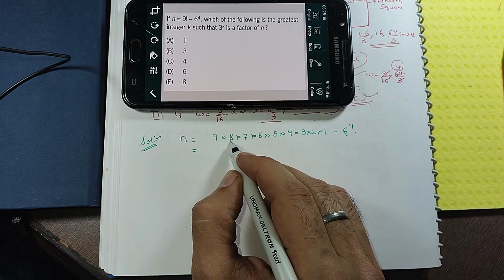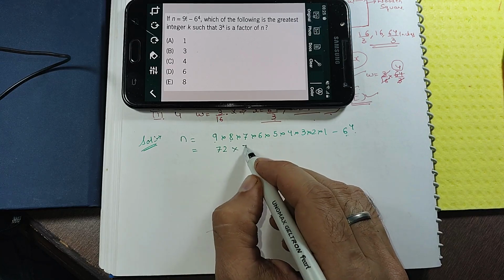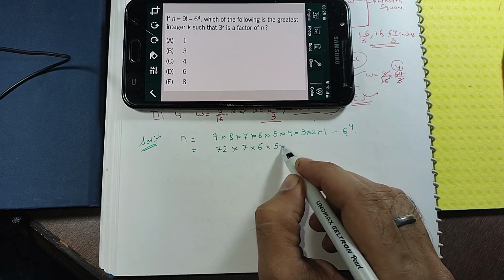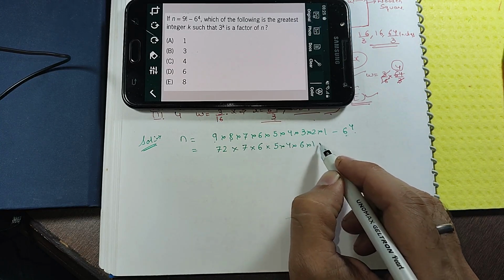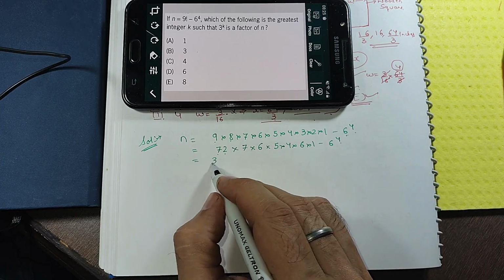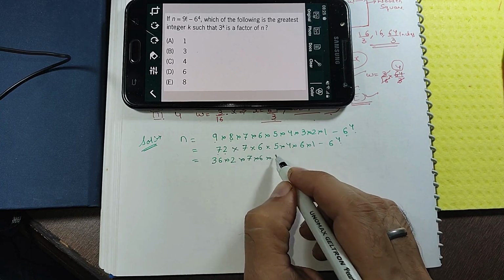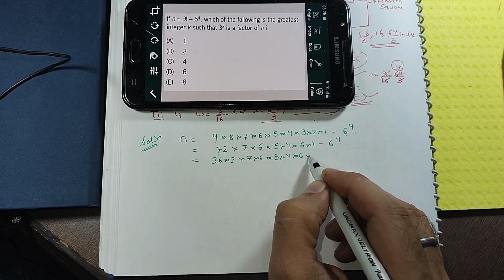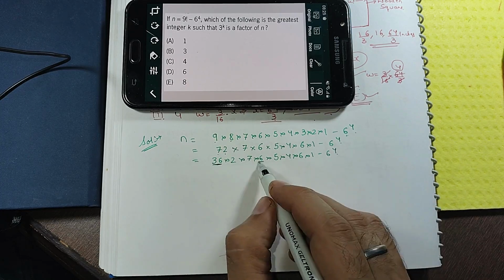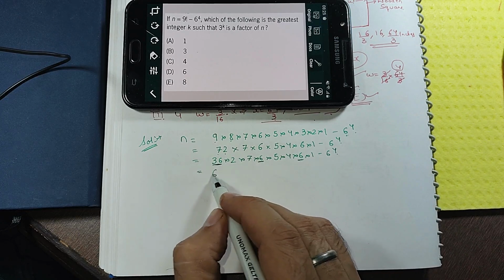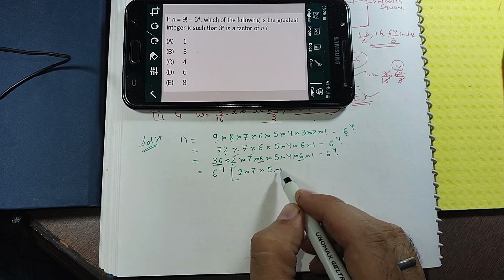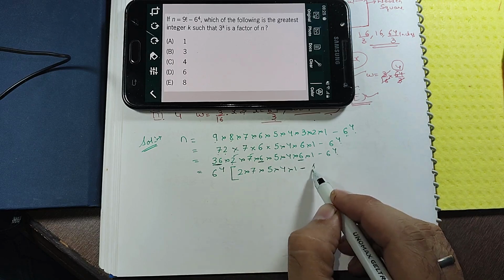Now 9 into 8 is 72, right? 7 is a prime number, it can't have any 6. So here 5 into 4 is 20, no 6. So 5 into 4 into 3 into 2 is 6 into 1 minus 6 raised to power 4. Now 72 is basically 36 into 2, right? So here 7 into 6 into 5 into 4 into 6 into 1 minus 6 raised to power 4. Now here I am having 2 6's, 6 into 6. One is over here, one is over here. So I can take 6 raised to power 4 common. So I would be left over here with 2 into 7 into 5 into 4 into 1 minus 1, right?